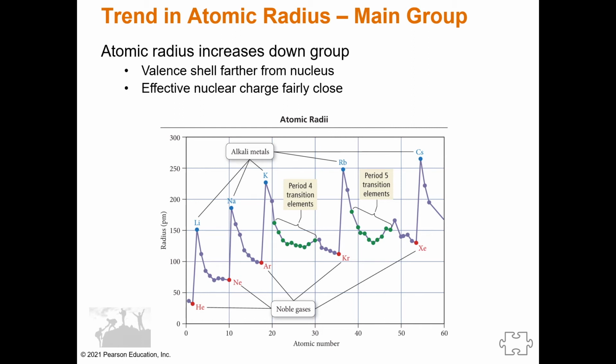Now let's take a look at what happens to the radius as we go down a column. Here we could see the alkali metals. So when we start from the top and move our way down, we see that the atomic radius is increasing. The same can be said for the noble gases. Going from top to bottom, the radius is increasing. And that's because the valence shell is moving farther and farther away from the nucleus as we go down the column.